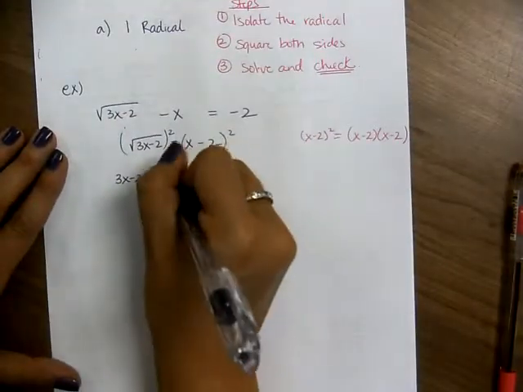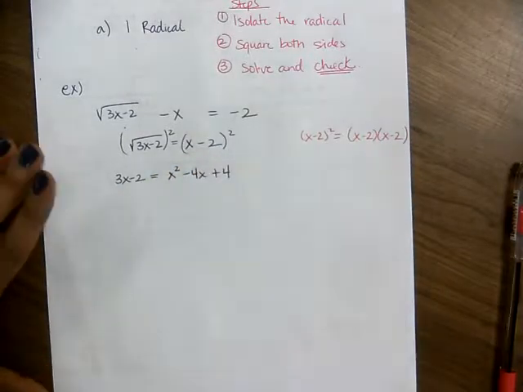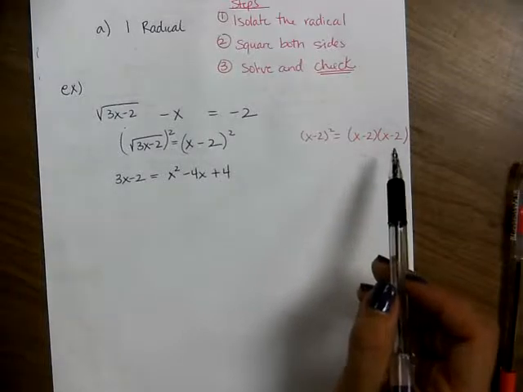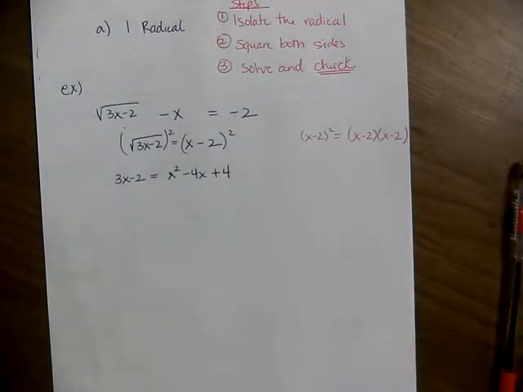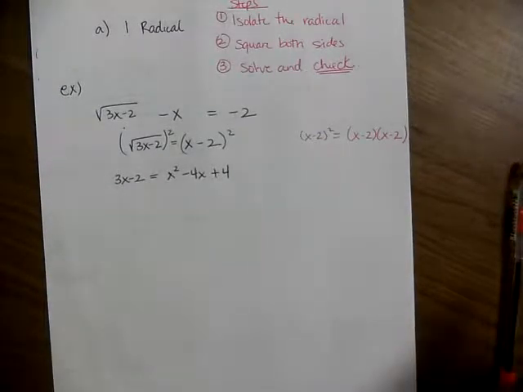Here, when we square that binomial, we're going to get x squared minus 4x plus 4. If you can't do that in your head, then you should write this step out so you can see the distribution happening to all of the terms. Okay, at that point, we've gotten rid of the radical.